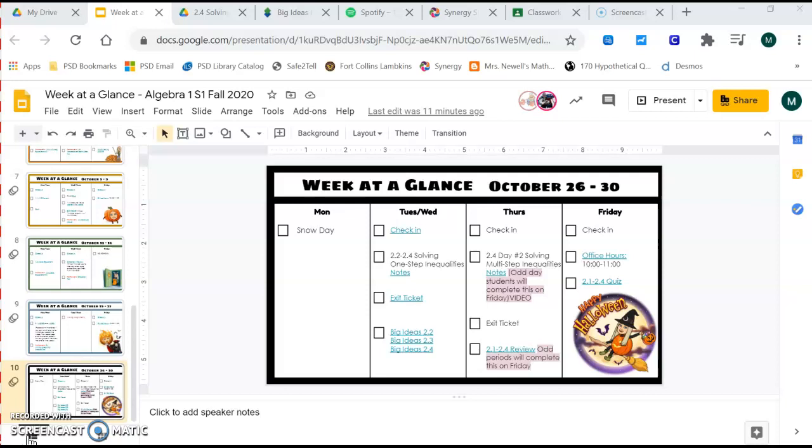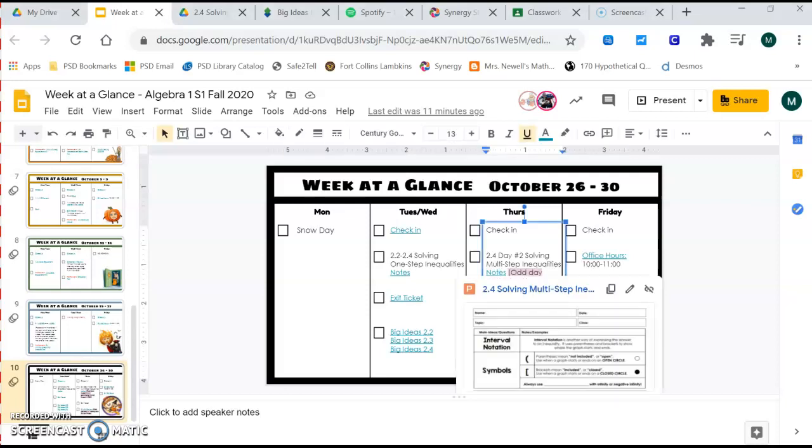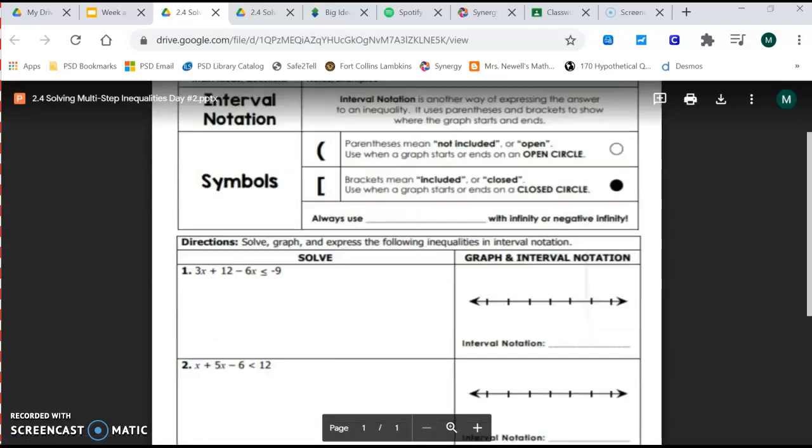If you click on this notes PowerPoint, this will pull up your actual notes. Some of you have this because I gave it to you in person, which is great, and some of you don't, which is totally fine. You can be writing this in your math notebook, or if you have access to a printer, that's cool too. Just go ahead and click on this, and it will bring up the PowerPoint.